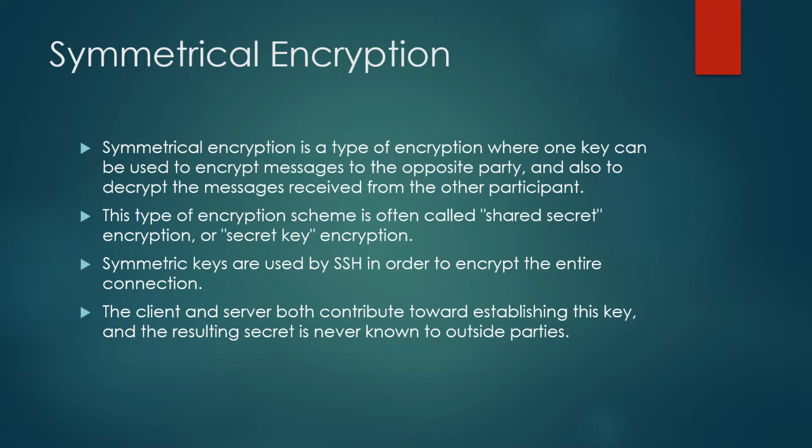Contrary to what some users assume, public-private asymmetrical key pairs that can be created are only used for authentication, not for encrypting the connection. The symmetrical encryption allows even password authentications to be protected against snooping. The client and server both contribute toward establishing this key, and the resulting secret is never known to the outside parties. The secret key is created through a process known as a key exchange algorithm. This exchange results in the server and client both arriving at the same key independently by sharing certain pieces of public data and manipulating them with certain secret data. This process is explained in greater detail.